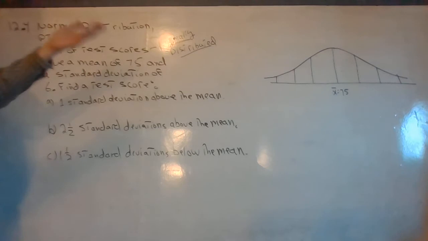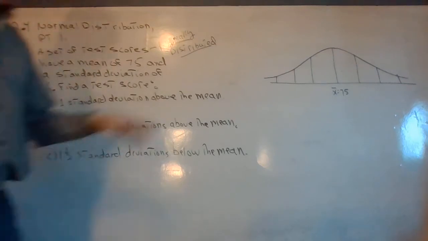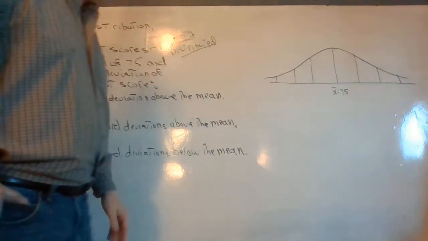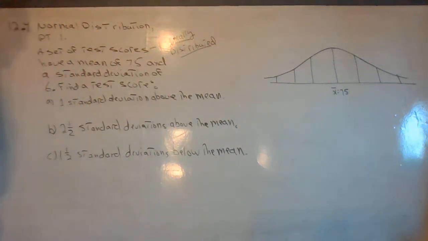For a lot of the problems we do in this section, we're going to draw a normal distribution like this with a mean right in the middle. And then what we're going to do is count off by standard deviations. So most of the problems in this section correspond to a process like that.